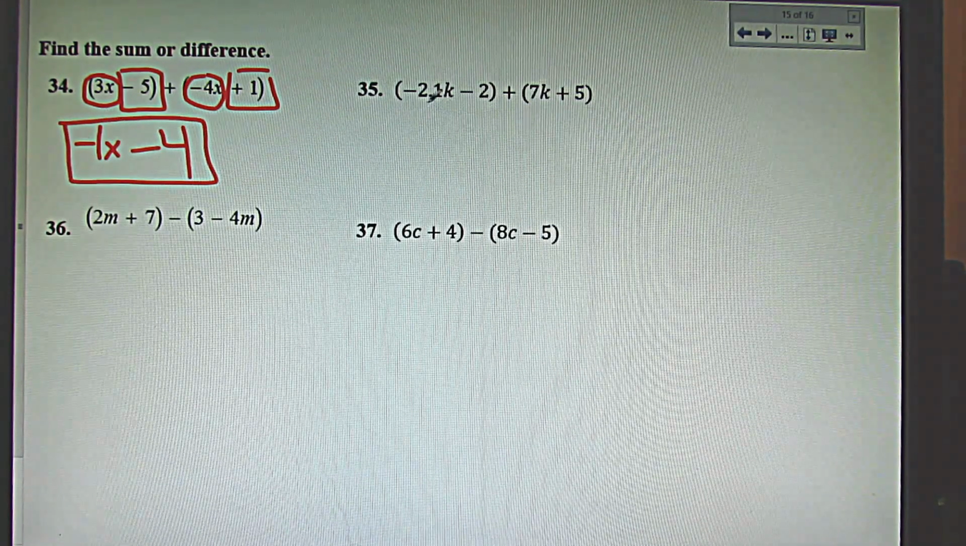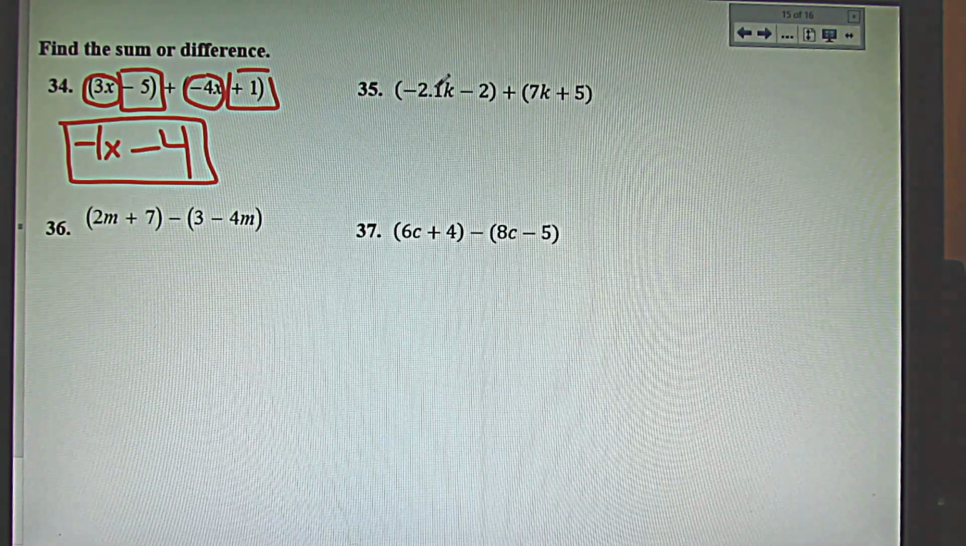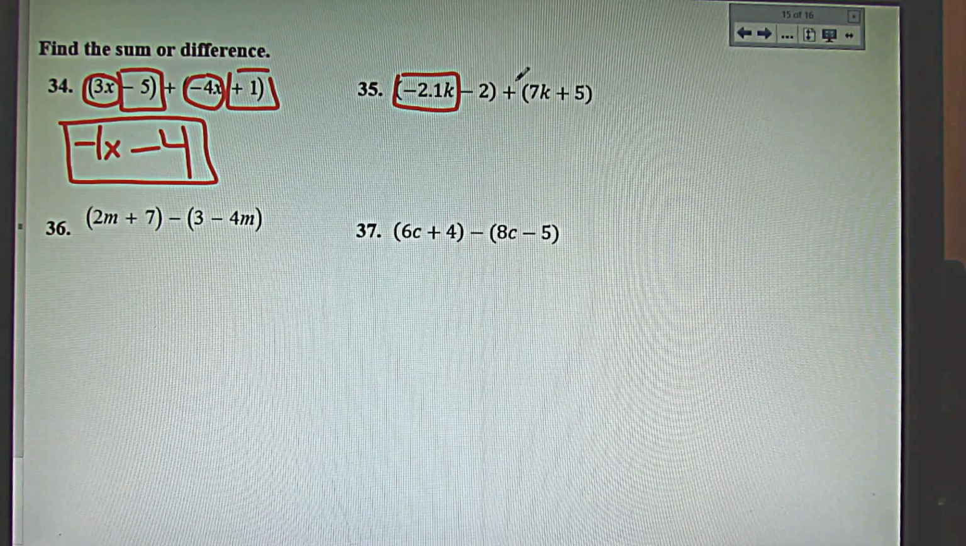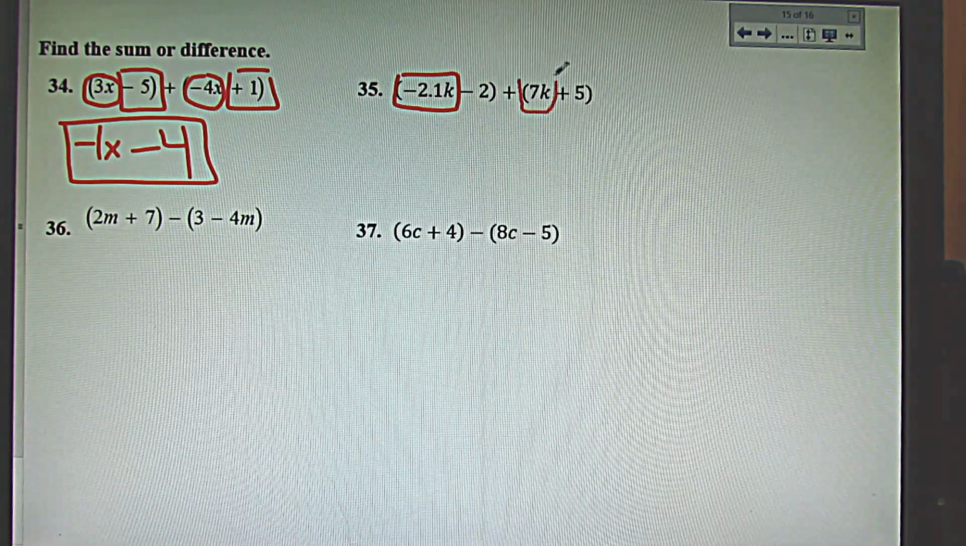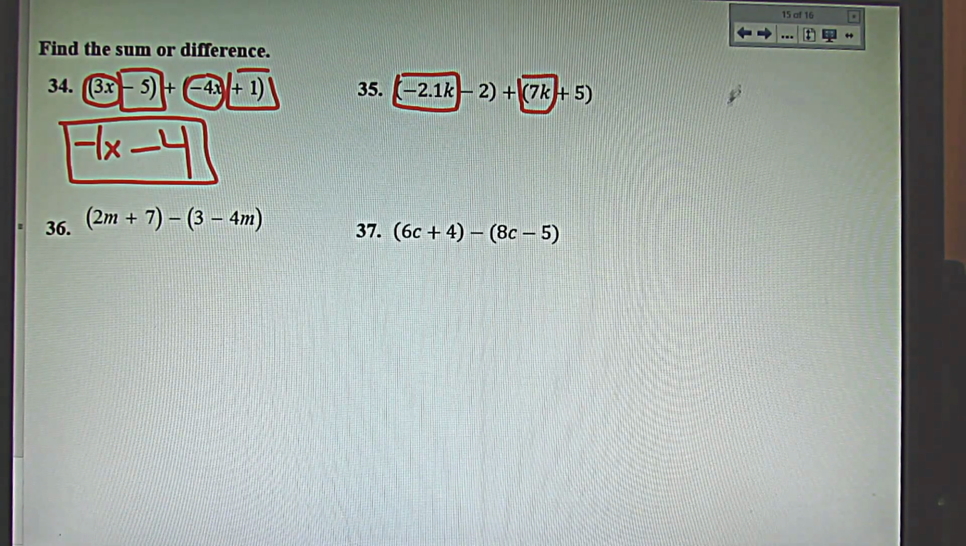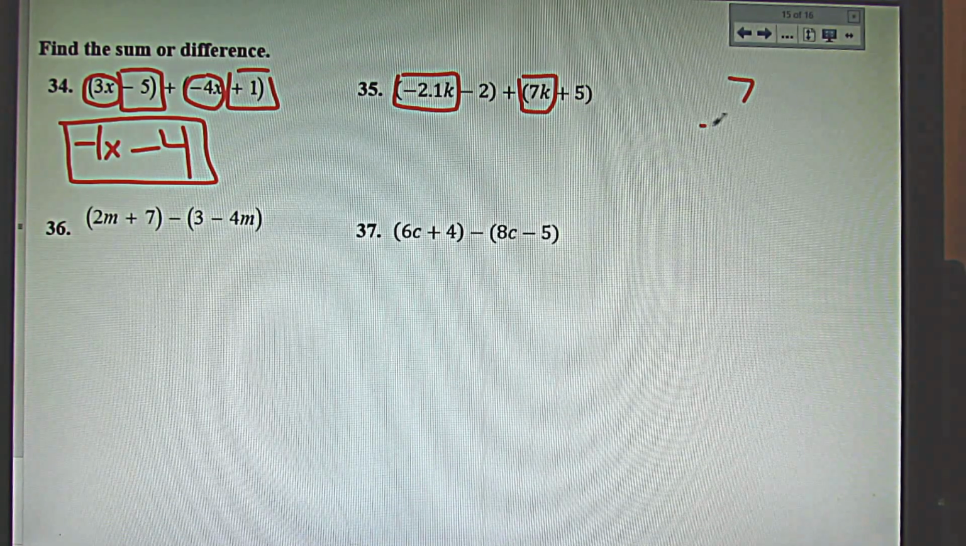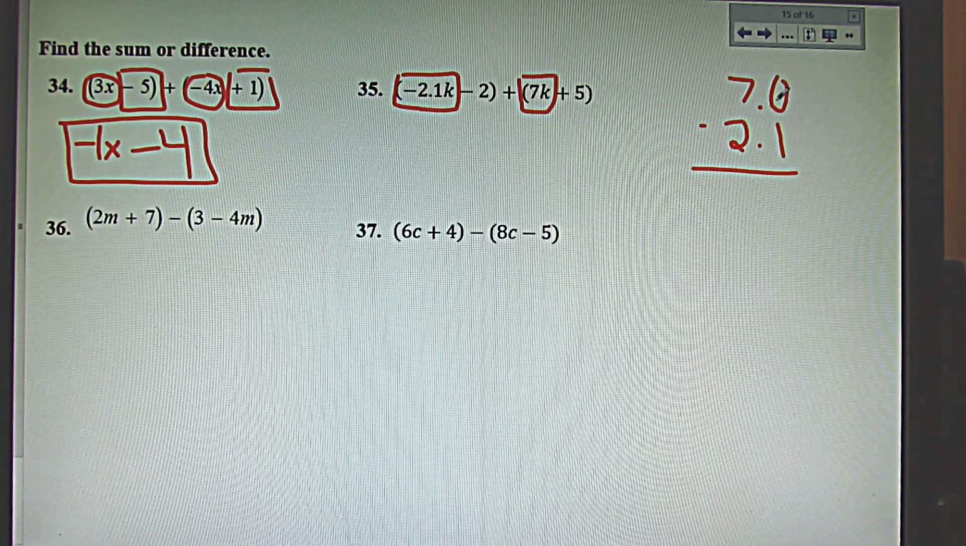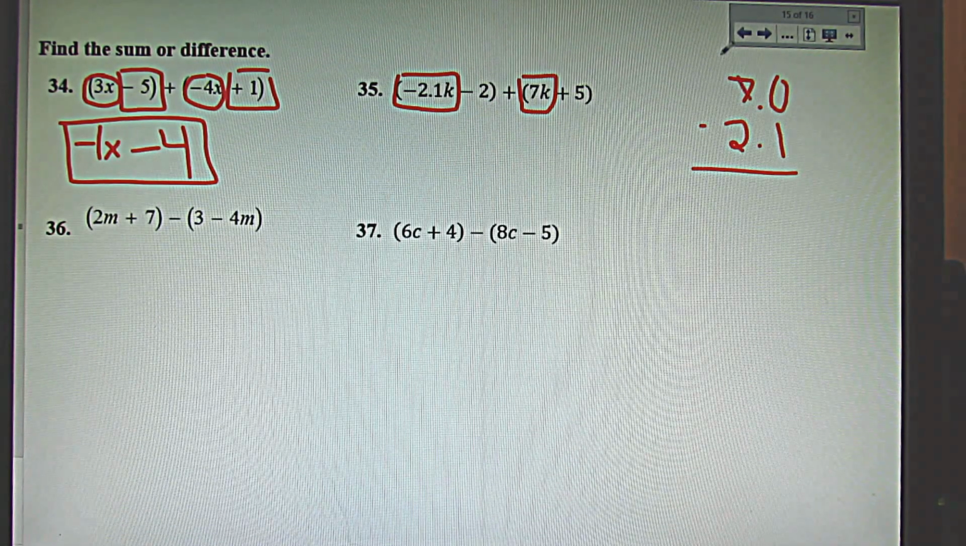Alright, keep it going. Same concept. Don't let those decimals freak you out. I have negative 2 and 1/10 k, and I have 7k. In my calculator, I can do this out in hand. I'm going to have to do it right now because I don't have a calculator handy with me. I'm going to have to, different signs, subtract.